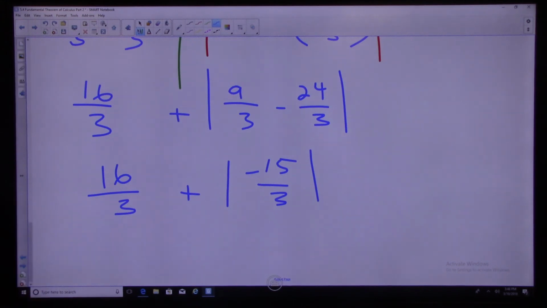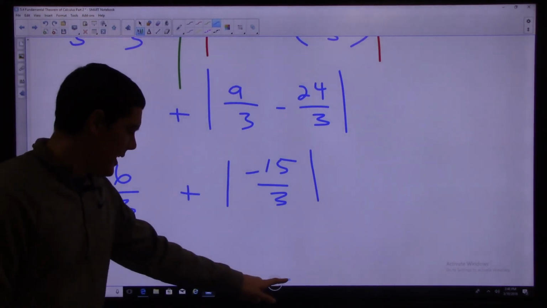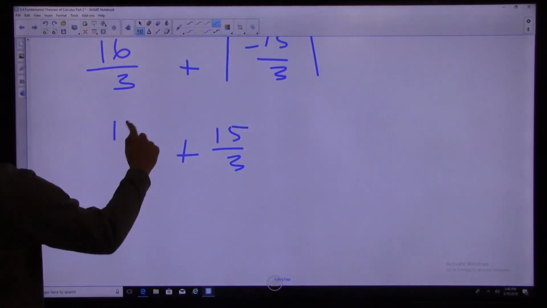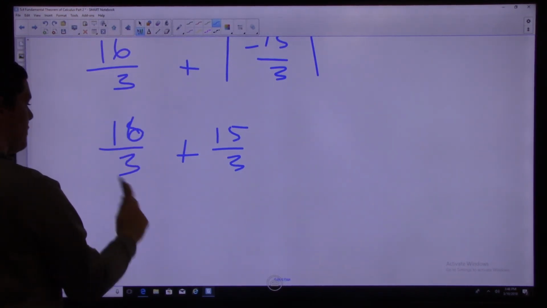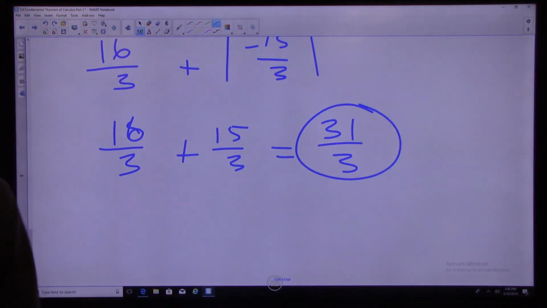I know you guys are thoroughly confused by now, but I apologize. Again, I'm sorry. So, what's the absolute value of negative 15 thirds? Positive 15 thirds. So we have 16 thirds plus 15 thirds. The answer is 31 thirds. I'm hoping that's the right answer.